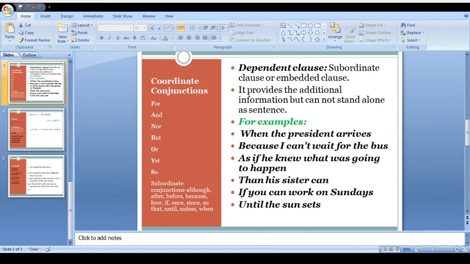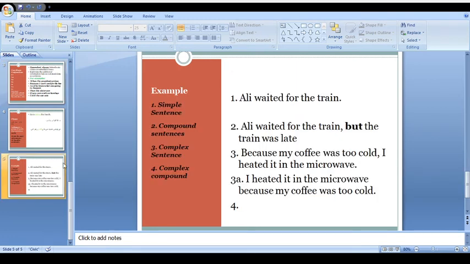We have to put the subordinate conjunction: although, after, before, because. You can see here how if one sends, okay, and how to use it, okay. Let's see, okay. I'll give you the example of this one. You can see here the example.